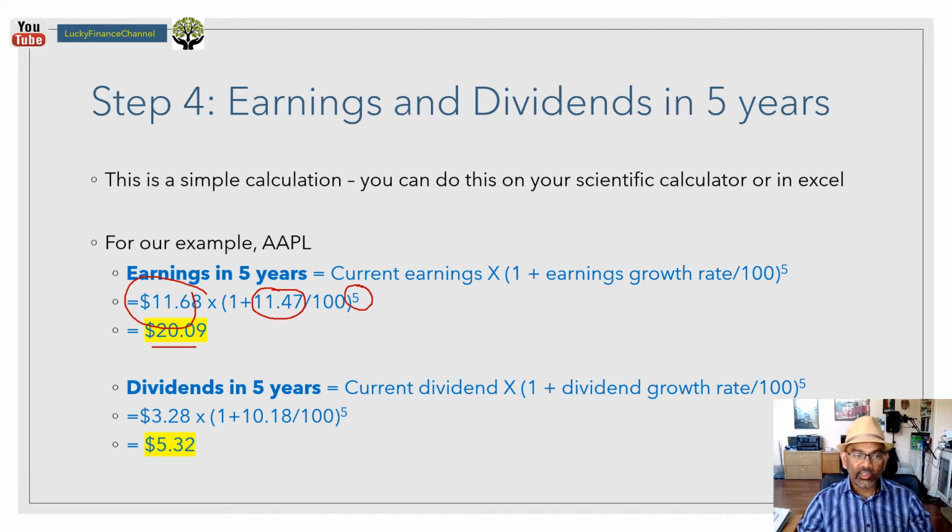And if you do that, you get a really nice number, just above $20 in earnings 5 years from now, in 2025. You do the same calculation for the dividends. It's the current dividend, which is $3.28, which we had earlier, multiplied by 1 plus the dividend growth rate over the next 5 years, which is 10.18%, divided by 100, raised to the power of 5. And you get a number of $5.32. So basically, 5 years from now, in 2025, we are estimating that Apple's earnings will be just over $20 a share, and Apple's dividends will be just over $5 a share.